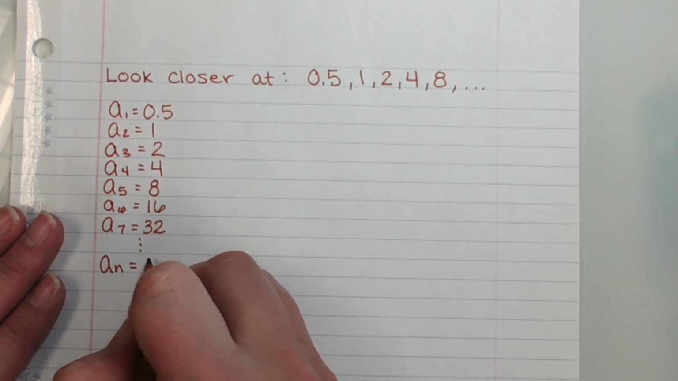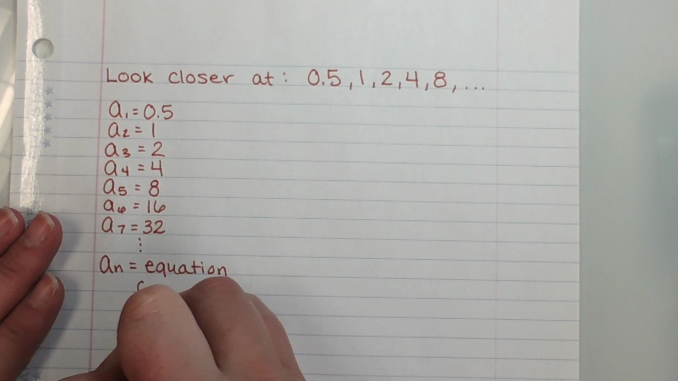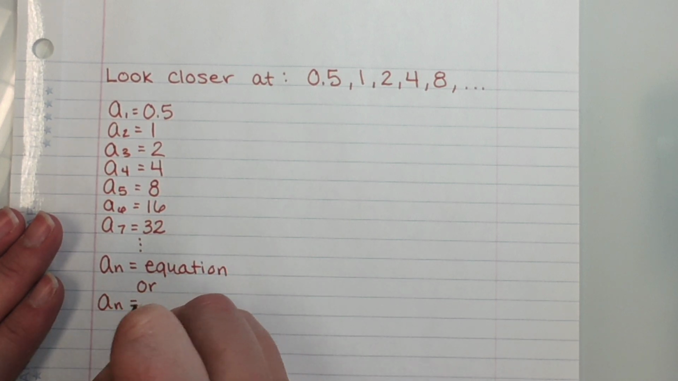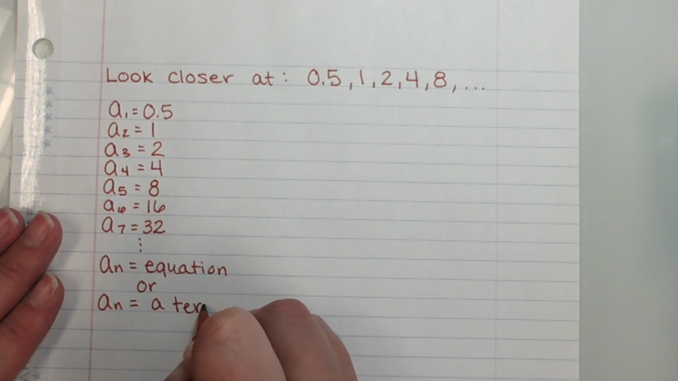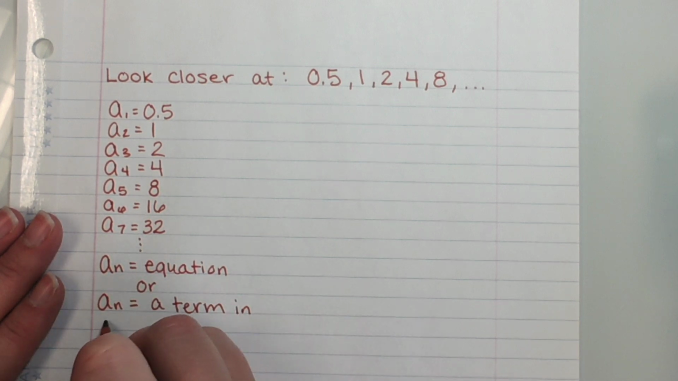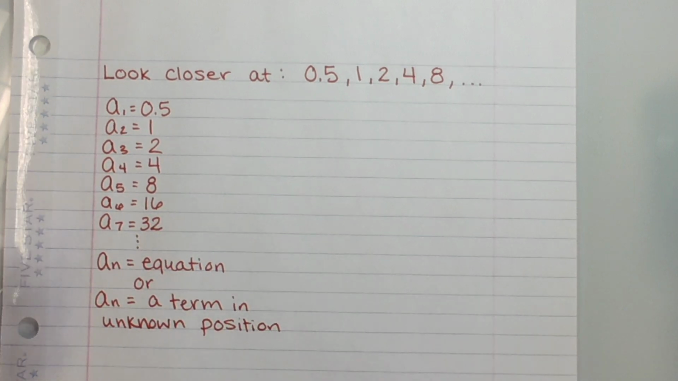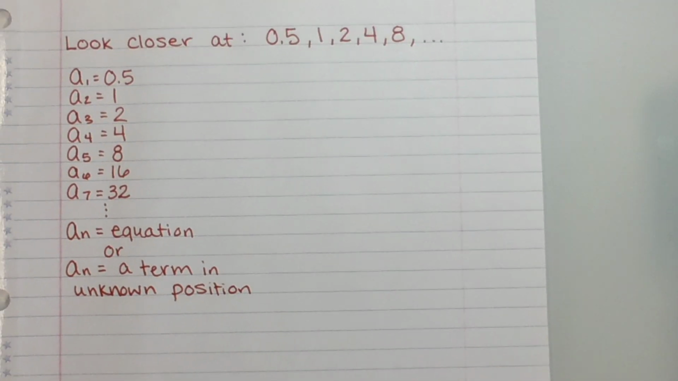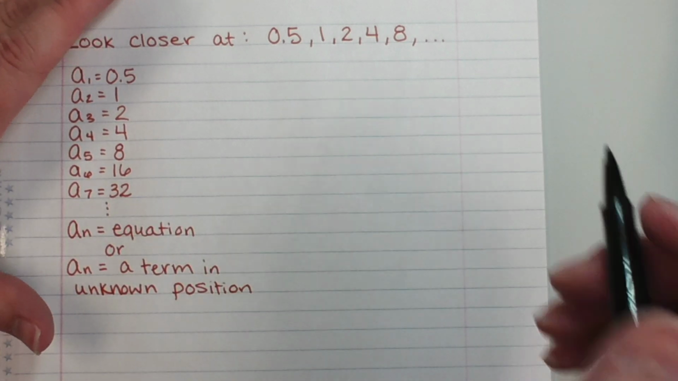This type of sequence, a sub n, is also going to be equal to the equation, or a sub n will be equal to a term in unknown position. That is not an arithmetic thing. That is a sequence thing. Much like the others, we can graph.